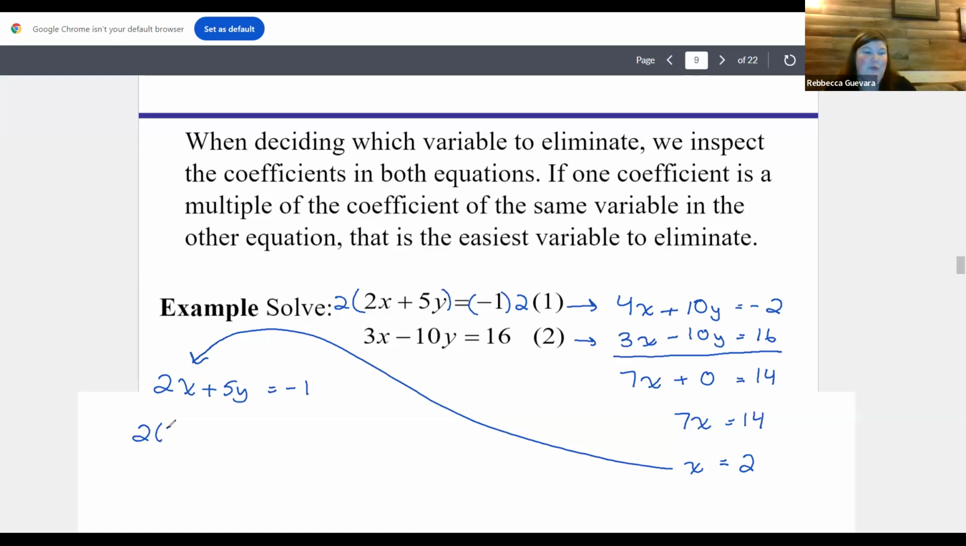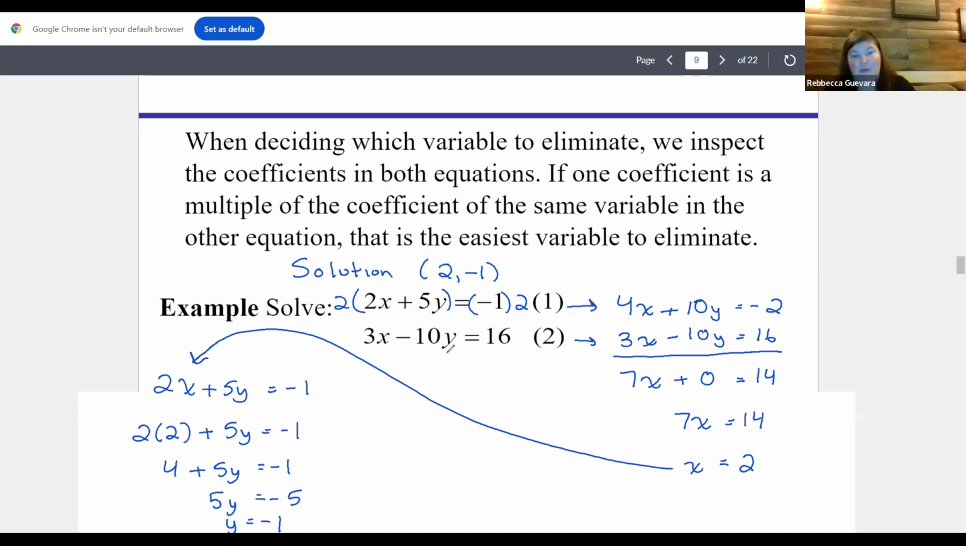So now I have 2 times 2 plus 5y equals -1. So I have 4 plus 5y equals -1, which is going to be 5y equals -5. y is equal to -1. So my solution is going to be (2, -1). And like I said, we could check with this equation here if that's true.